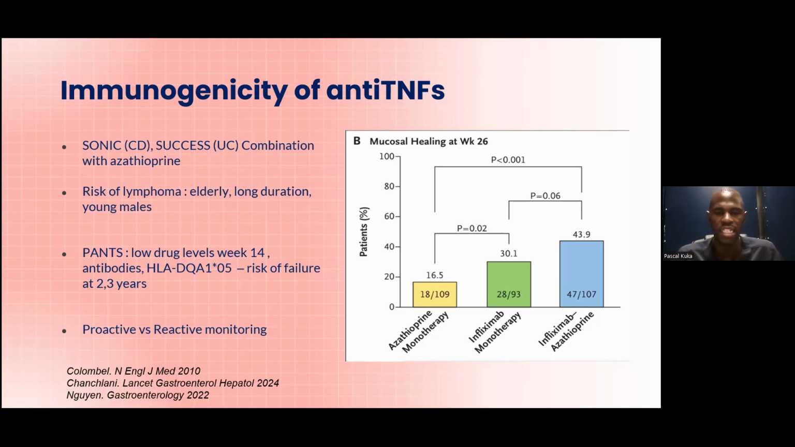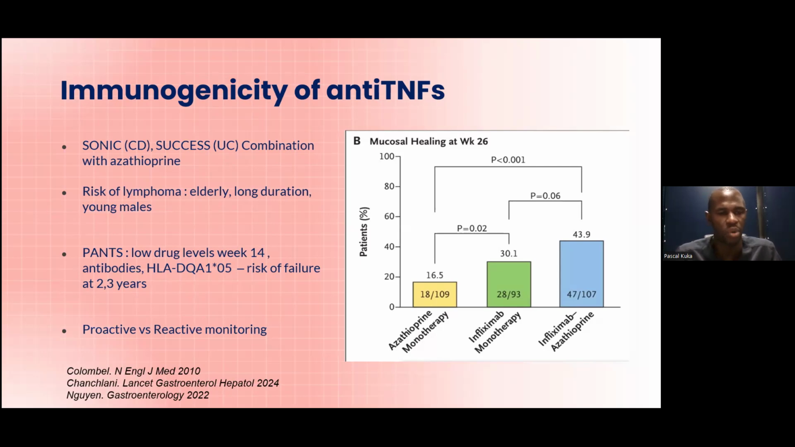The patients who are at risk of developing lymphoma are patients who are elderly, as well as young males who are at risk of developing hepatosplenic T-cell lymphoma, but also patients who have a long duration of treatment with azathioprine. As I had mentioned before, because of the long use of anti-TNFs, we have multiple cohort or follow-up studies. One of them is the PANTS study, which is a cohort study that looked at patients in the UK. We have PANTS 1 and PANTS 2 studies, which have been able to show patients who are at risk of failure with the use of anti-TNFs.